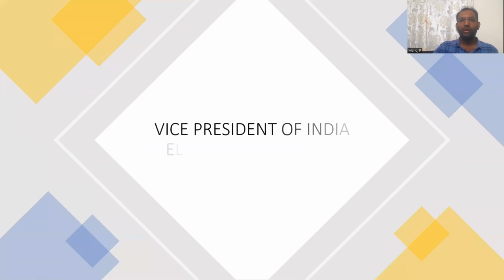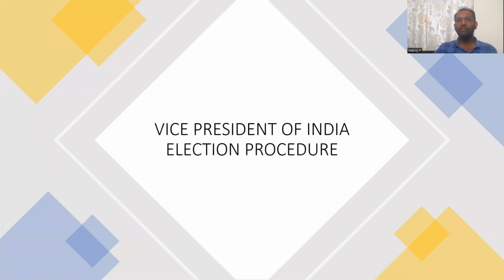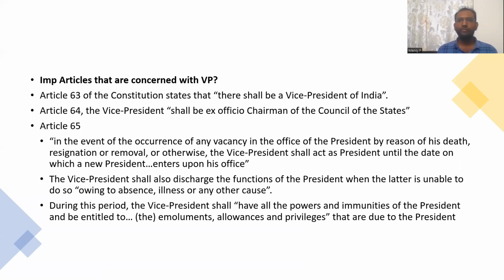So let's see the procedure for the Vice President of India elections. Now, the important articles here are Article 63. Again, it says there shall be a Vice President of India. Article 64 says he is the ex officio chairman of the Council of States. Council of States is Rajya Sabha. What do you mean by the term ex officio? Ex officio means by virtue of.